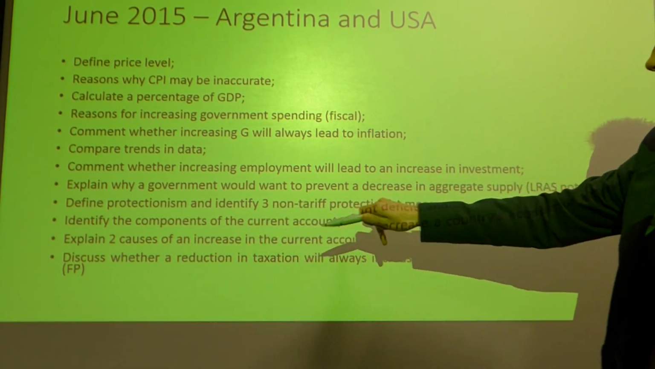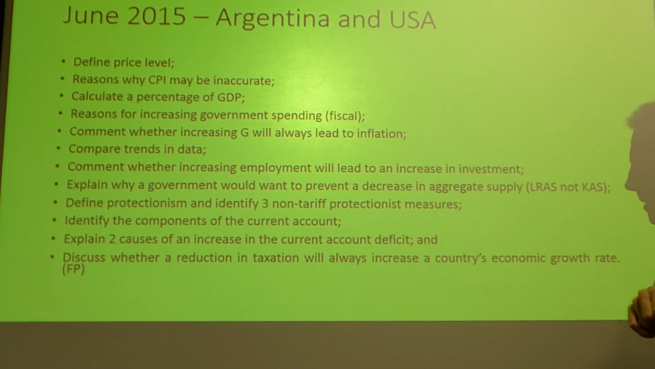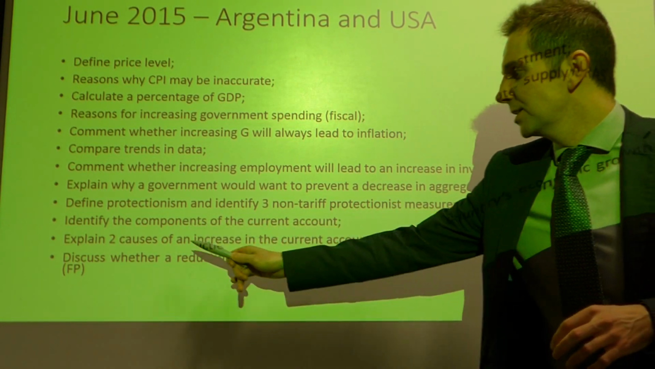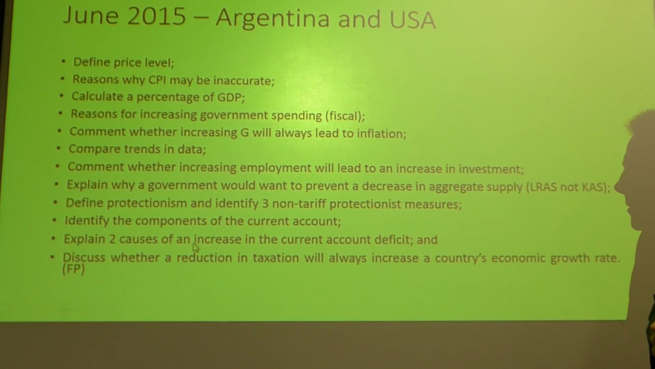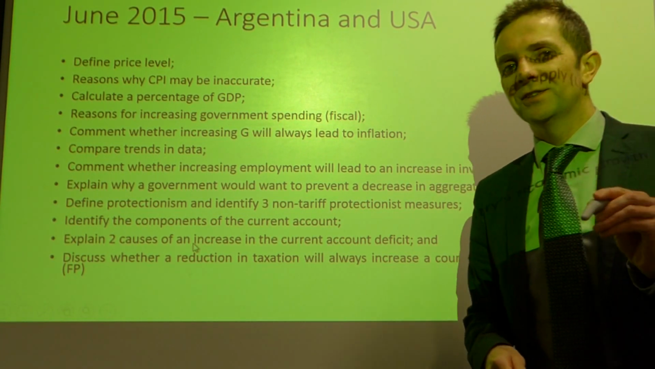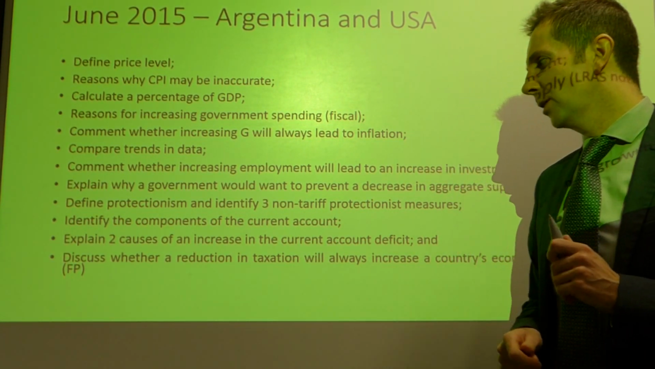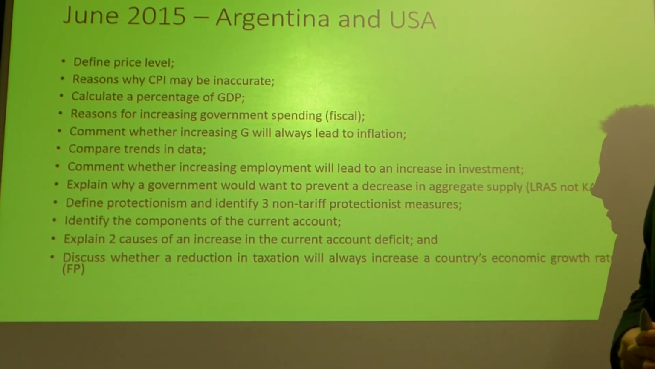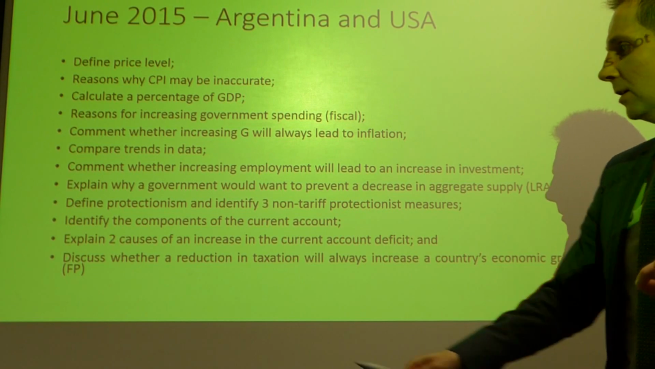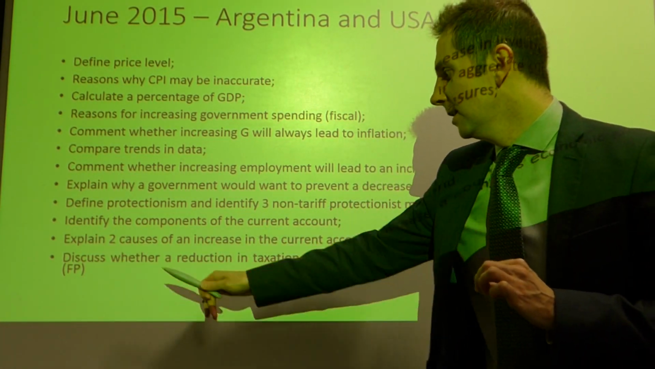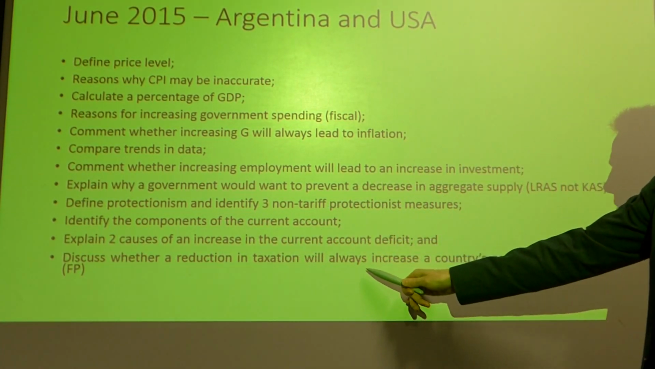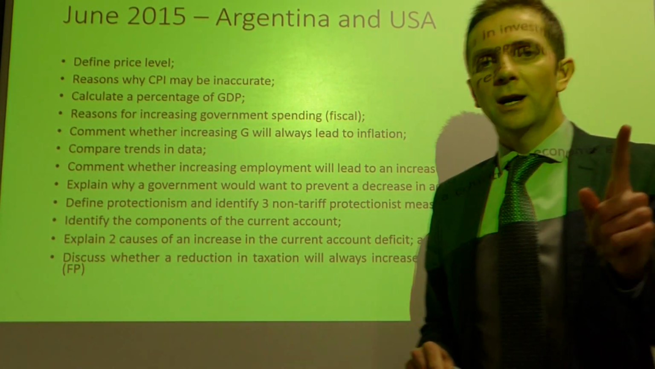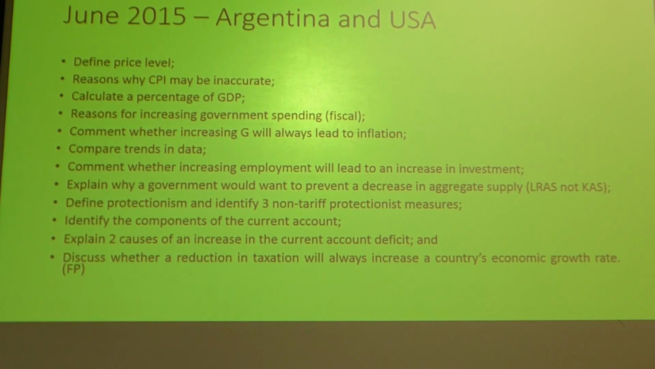Define protectionism and identify 3 non-tariff protectionist measures. Identify the components of the current account. Explain 2 causes of an increase in the current account deficit. Remember, deficit, one of those commonly misspelled words in economics, D-E-F-I-C-I-T, ladies and gentlemen. And then finally, the 18 marker on fiscal policy: discuss whether a reduction in taxation will always increase a country's economic growth rate. So that was June 2015.